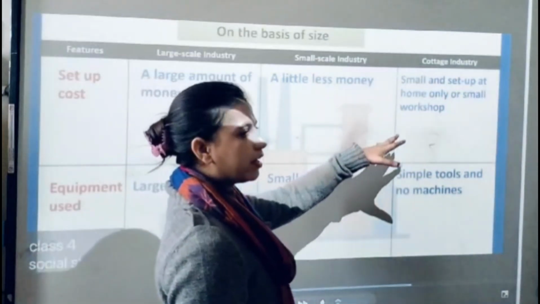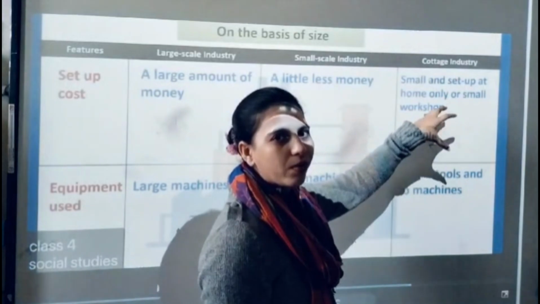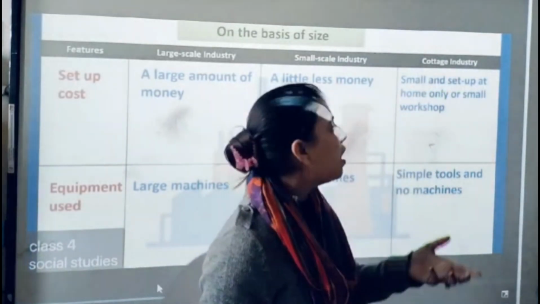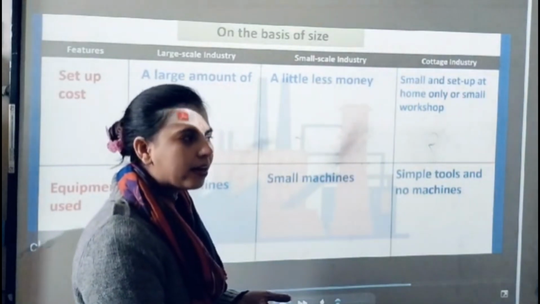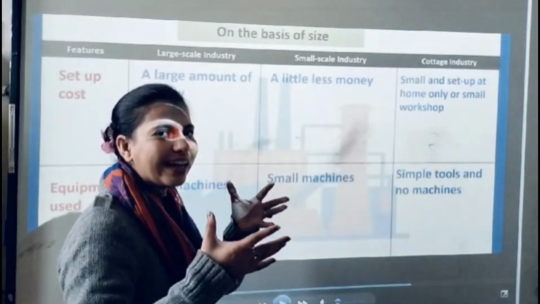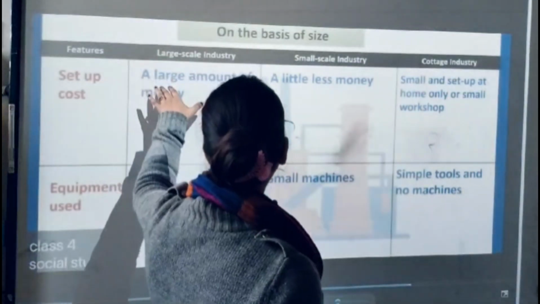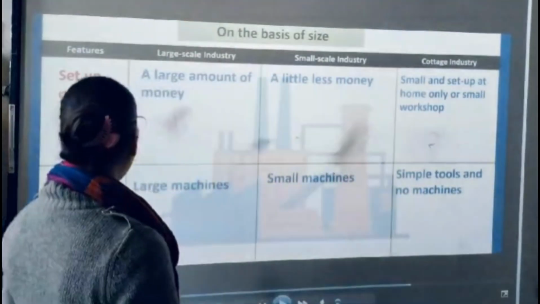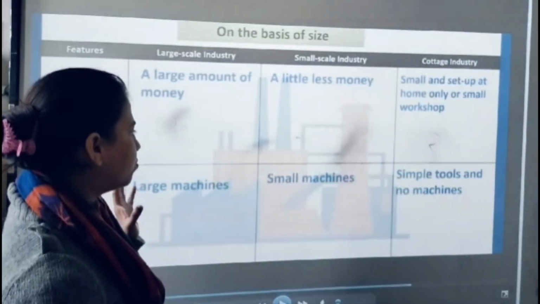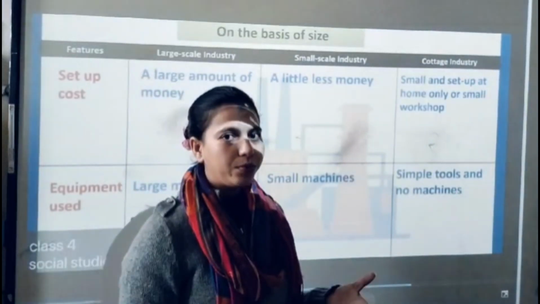So in the cottage industry we need a very small amount, this is a very less amount, and in the small scale industry we need a little less amount, right? We need money but in a little amount, and in the large scale industry we need a large amount of money. And next one is the equipment used, which kind of machines we need to run an industry.